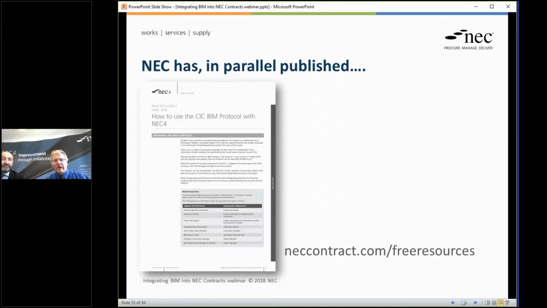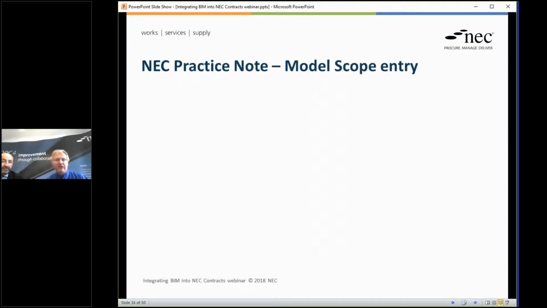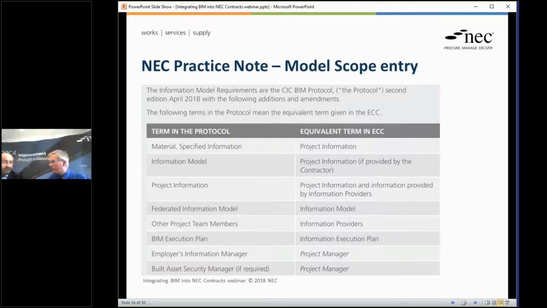Right. Okay, now, as we said, NEC was working very closely with CIC when Ian here was part of the team drafting the scope. So I'll let Ian take you through how NEC says we should be dealing with it.